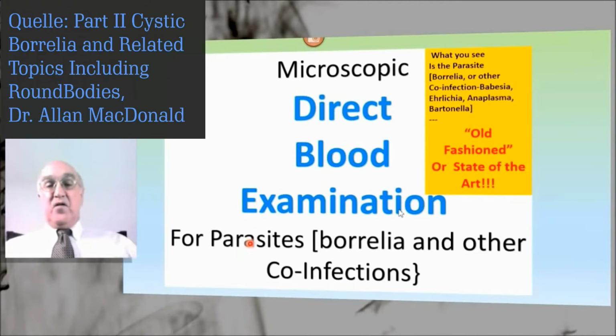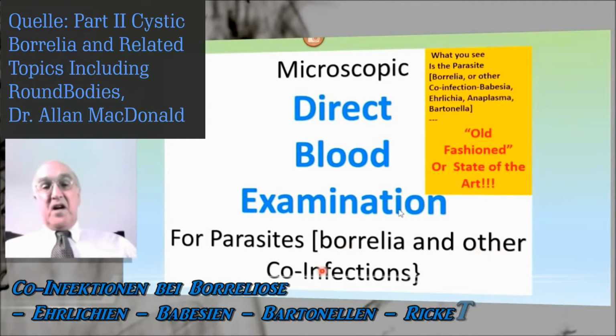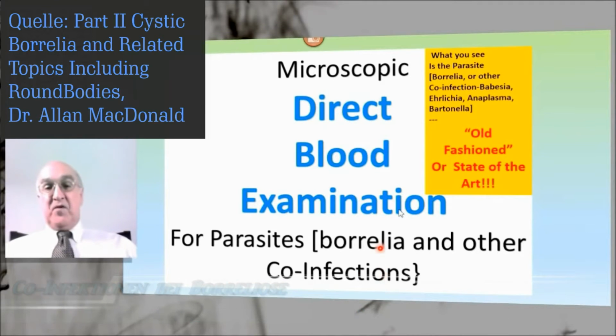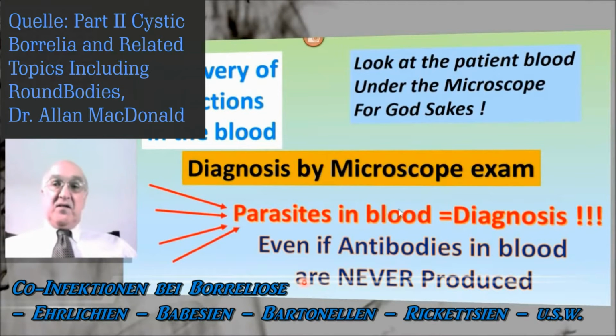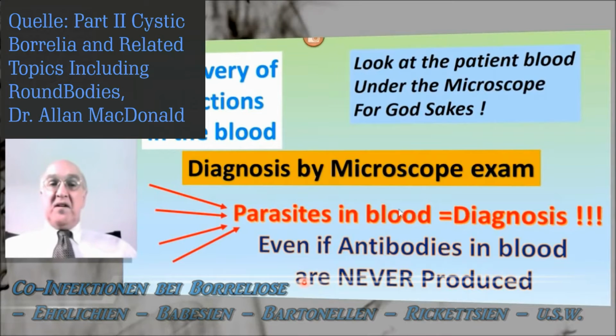There is now underway a team of researchers who want to apply the direct blood examination, which is used in malaria and in the diagnosis of other parasitic diseases such as sleeping sickness, Chagas disease, and leishmaniasis, to Borrelia infections and to the diagnosis of other co-infections. These are not Borrelia, but infections which are transmitted by the same tick which transmits the Borrelia. They travel with the Borrelia, and these co-infections include babesiosis, anaplasmosis, ehrlichiosis, and other parasitic infections that can be transmitted at the same time as Borrelia is transmitted.